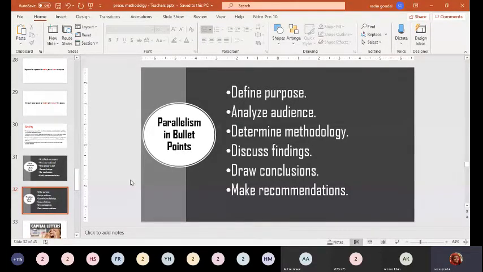Right. So for your final presentation, when you'll be designing your PowerPoint slide, if you are planning to incorporate bullet points, please make sure that you are not falling into the trap of making faulty parallelism mistakes. Let's move on to some other don'ts.